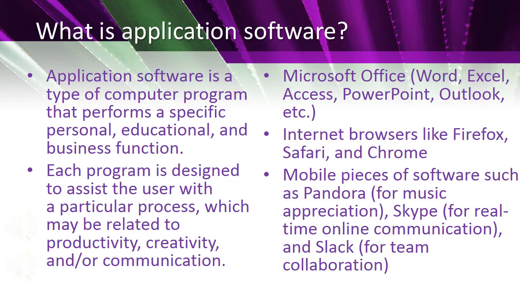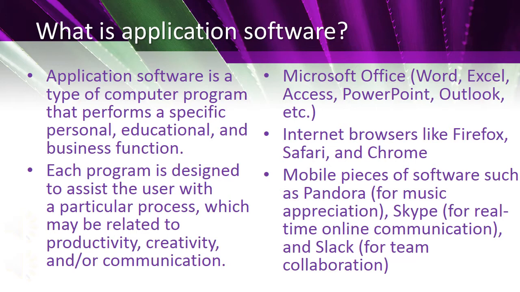What is application software? Application software is a type of computer program. It performs a specific task. It can be a personal, education, or business function. Each program is designed to assist the user with a particular process, which may be related to productivity, creativity, or communication. For example, Microsoft Office, Microsoft Word, Excel, Access, PowerPoint, etc.